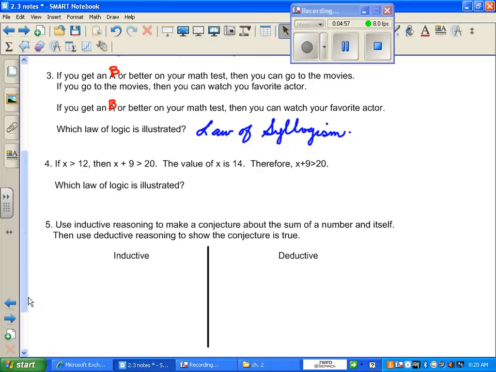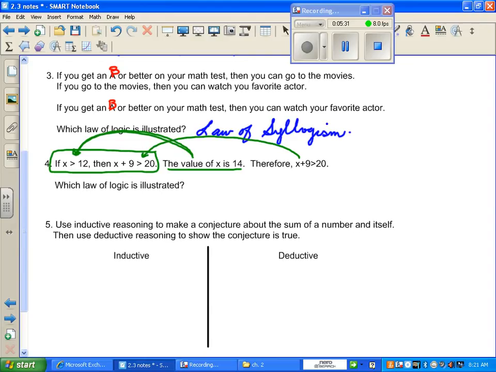Alright, number 4. If x is greater than 12, then x plus 9 is greater than 20. You are given the value of x is 14. Therefore, it's going to have x plus 9 be greater than 20. What you started with was a statement, and what then was given to you was the first part, which satisfies the first part of your given statement. So if the hypothesis is true, then also your conclusion will be true.